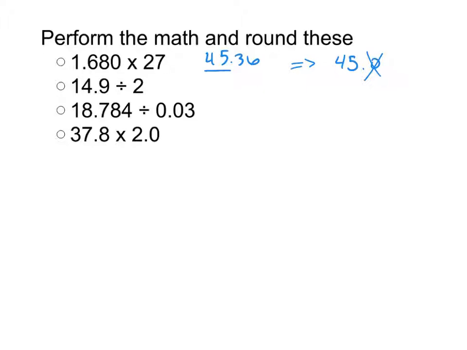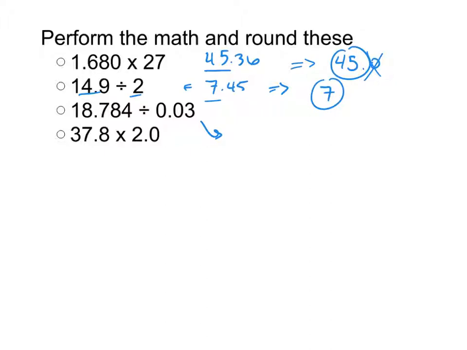This next one is 14.9 divided by 2 is 7.45. Now again, I round my answer based on the lowest number of significant figures. This is 3, that's only 1. So my answer rounds after the first sig fig. 7.4 just rounds down to 7, and that's my final answer. So I'll circle the answers here.